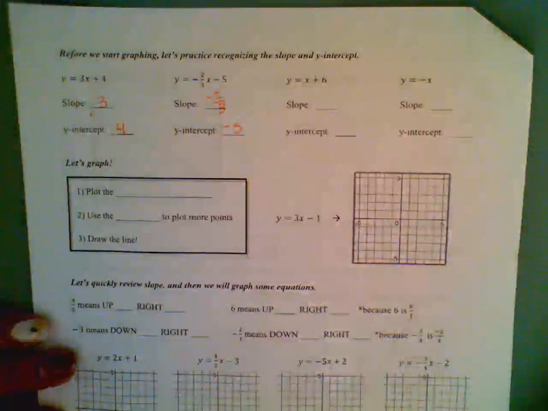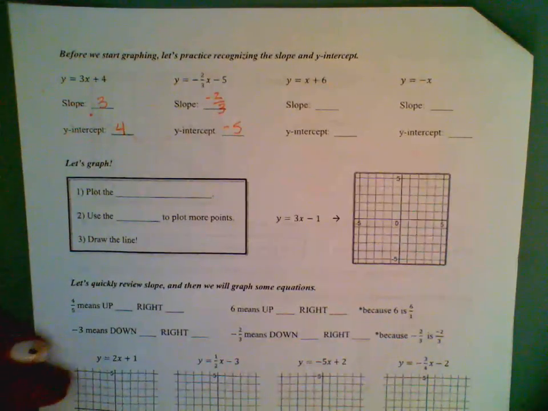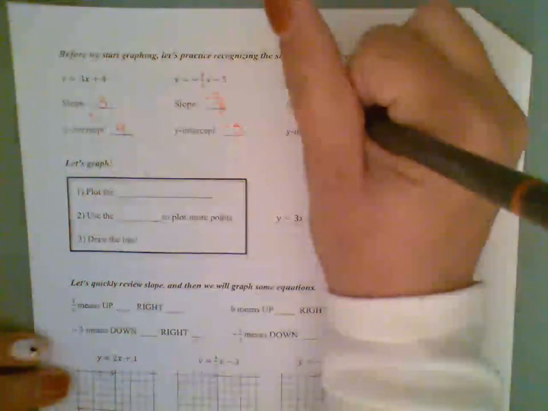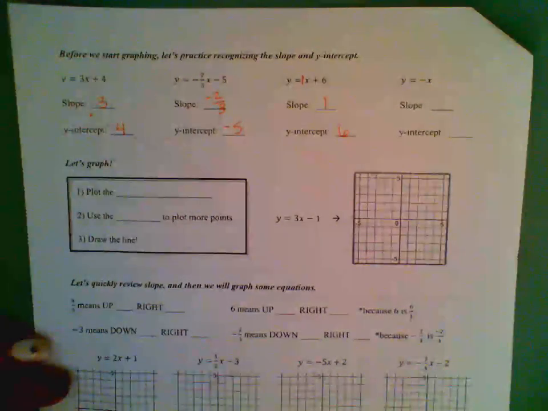Okay, what happens though when there is no number with the x? Do you guys remember what number is actually in front of the x? Hopefully you're thinking 1. So in this case, the slope is 1 and your y-intercept is 6.